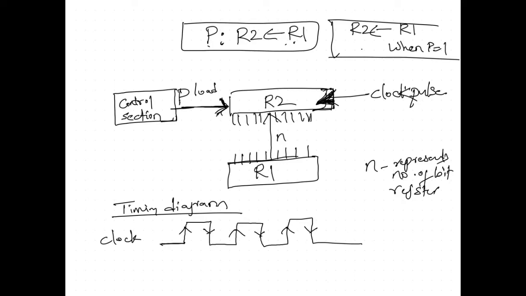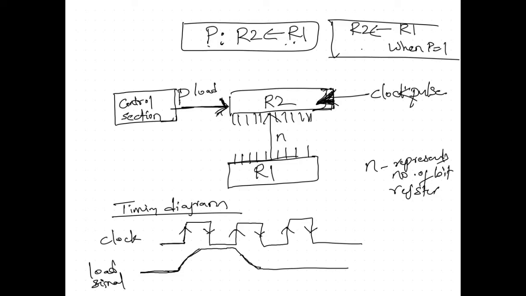So this is P equal to 1. When will P be 1? P will be 1 at the rising edge. At the rising edge, P will become 1. Now this particular thing will become down at another rising edge. So this is the load signal. This load signal will be low only. When will it become high? At the first rising edge, it will become high.